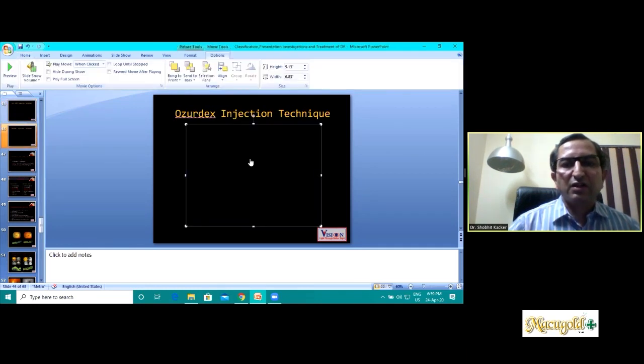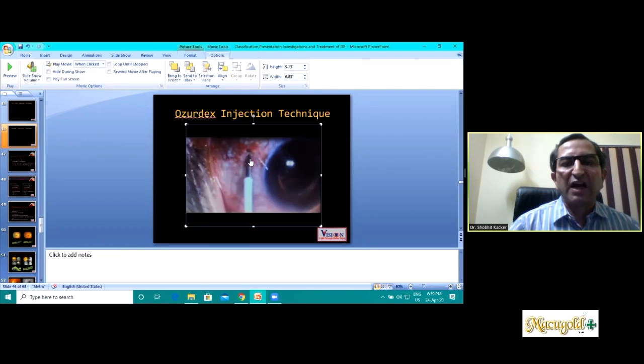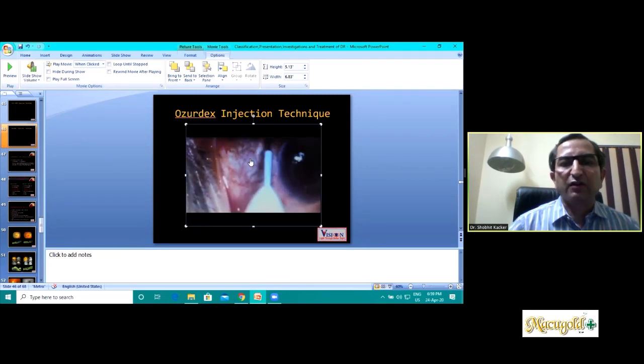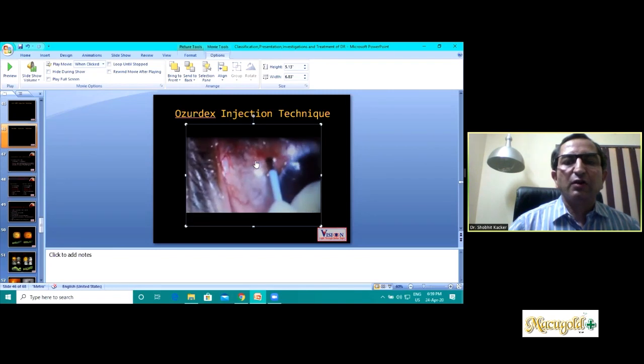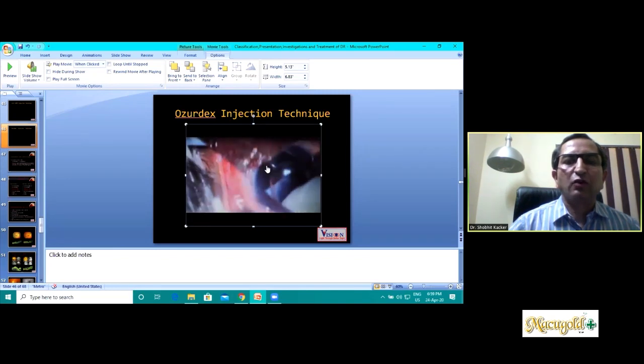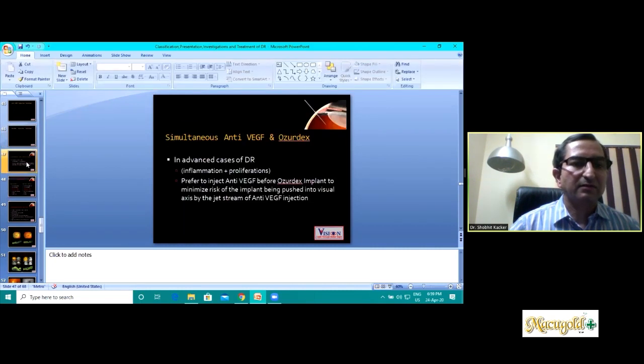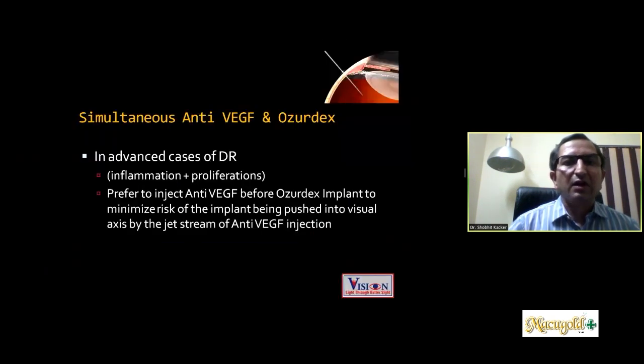For the Ozurdex injection, it is important that you do a bilaminar or a trilaminar insertion because it's a thick bore needle. So you go a partial thickness into the sclera and then go perpendicularly inside. In advanced cases, at times it is needed to use anti-VEGFs and Ozurdex injections simultaneously, but that's very rare and I always prefer to avoid it. However, if the need arises that you have to use both of them, then it is always better that first you inject the anti-VEGF and then the Ozurdex implant later on.